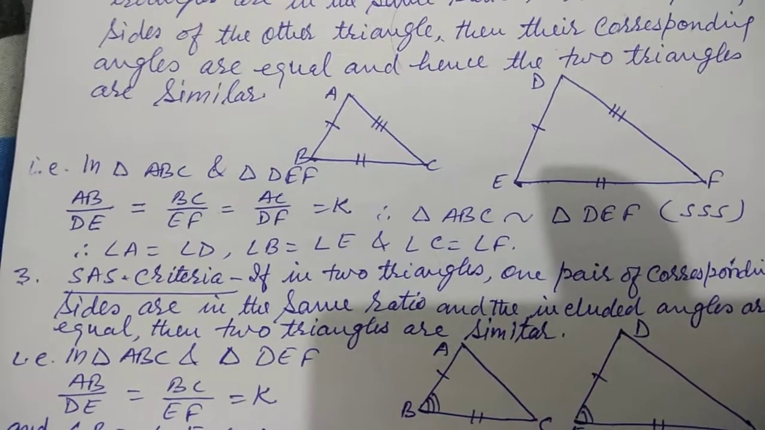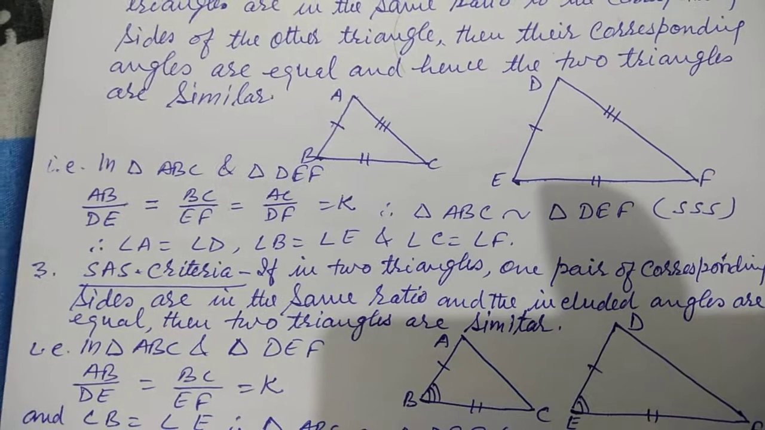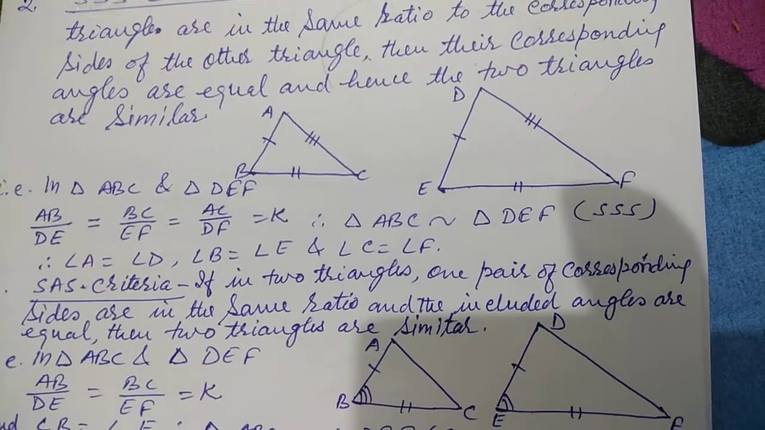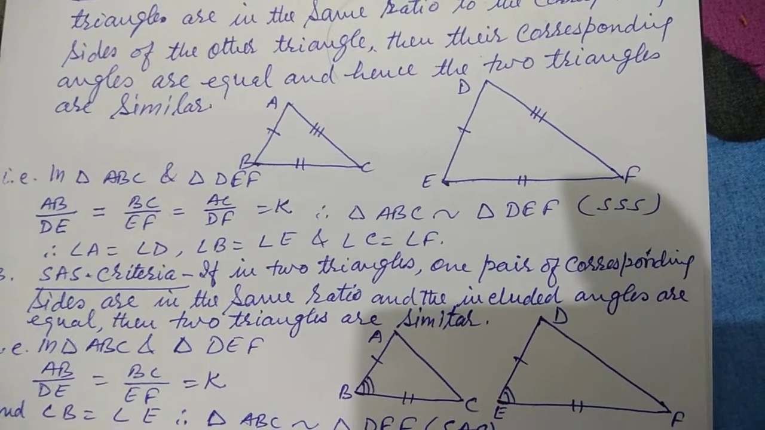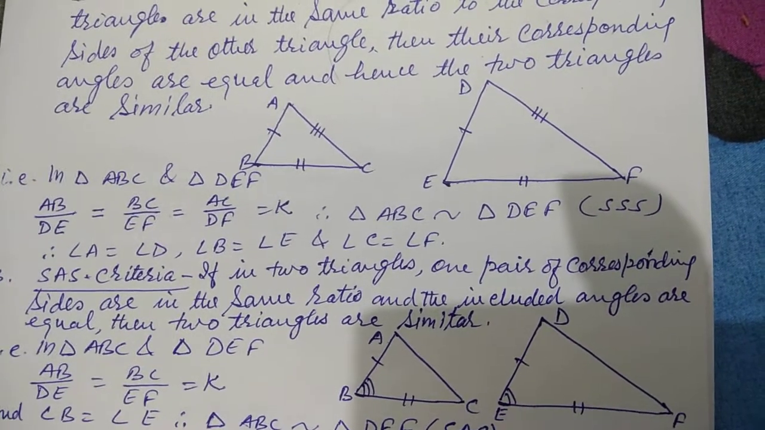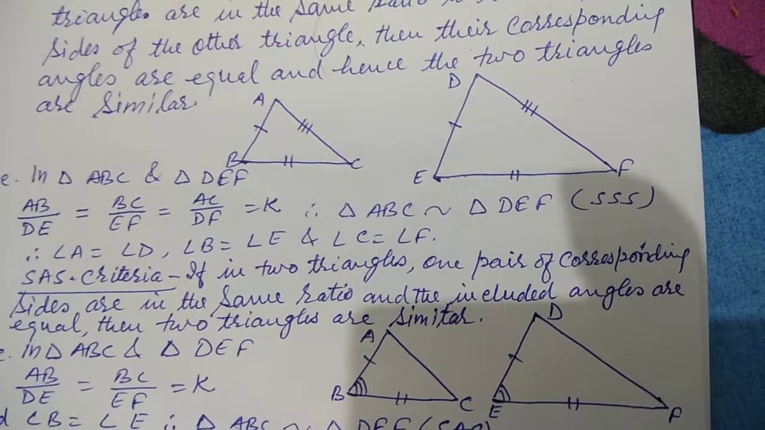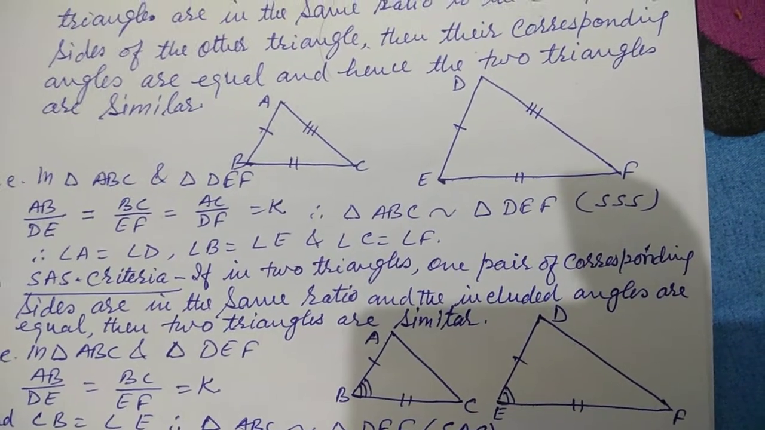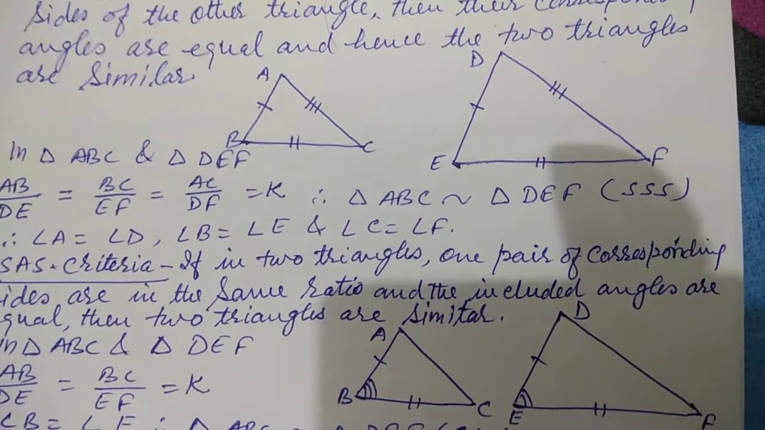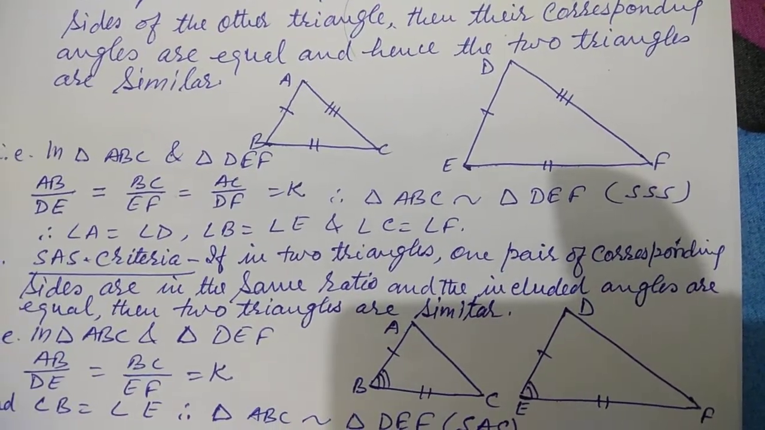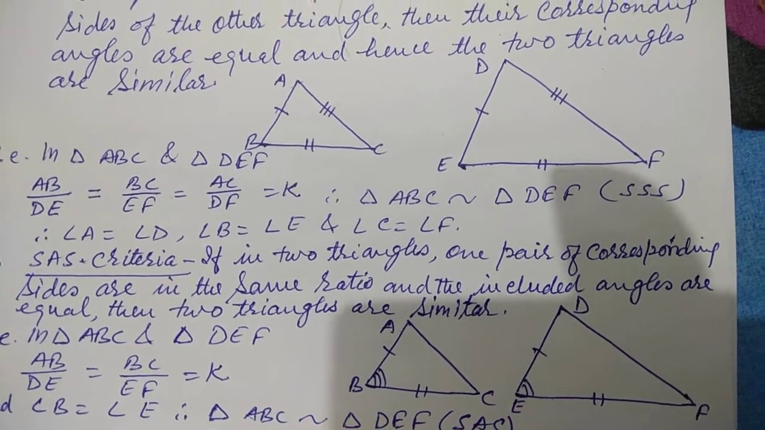Therefore, triangle ABC will become similar to triangle DEF, and the criteria is said to be SSS criteria. When all the three sides of one triangle are in the same ratio to the corresponding sides of another triangle, therefore their angles will become equal. So angle A will become equal to angle D, angle B equal to angle E, and angle C equal to angle F.